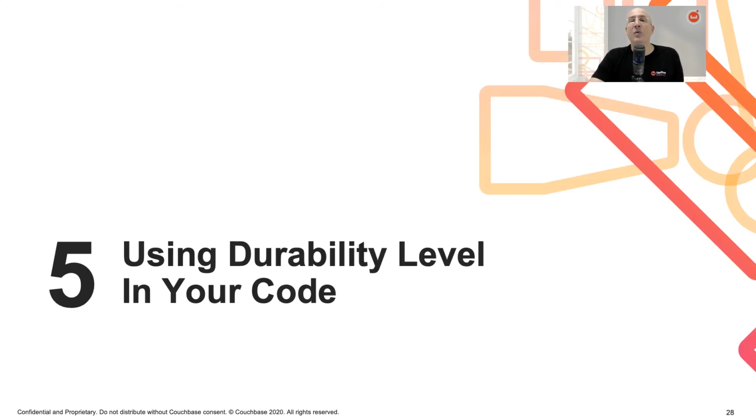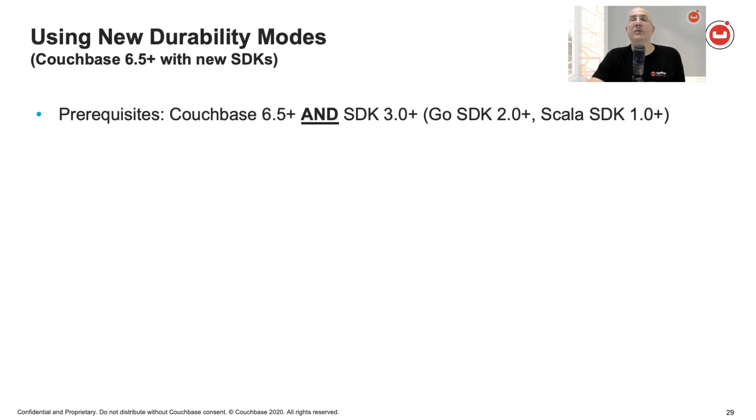So now that you know why the new durability modes are much better than the old ones, and you might want to use them, let's see how you can embed them in your code. To use the new durability modes, you need two things. You need Couchbase version 6.5 or higher, and you also need the new SDK 3.0. If you're using Golang, then you need SDK 2.0 or higher. The Scala SDK is a new SDK and already supports the new durability modes.